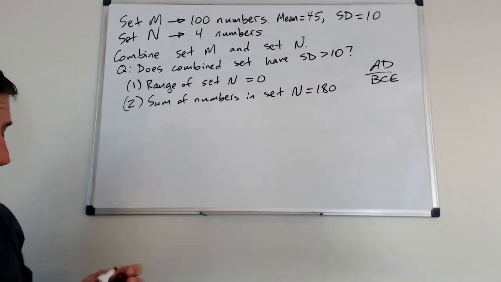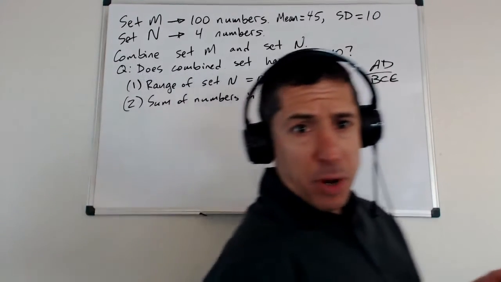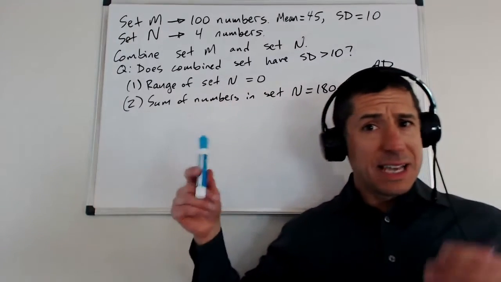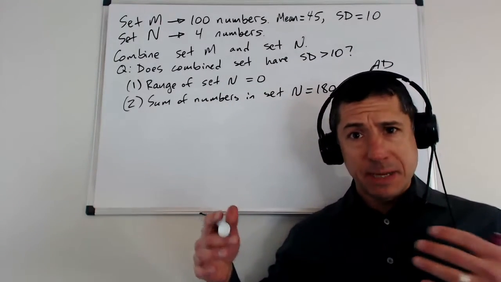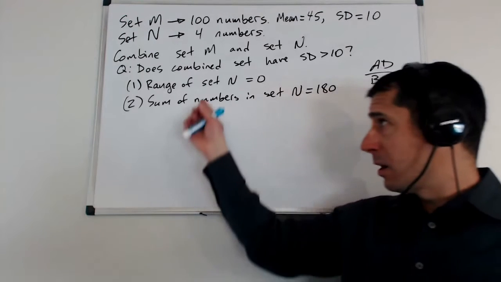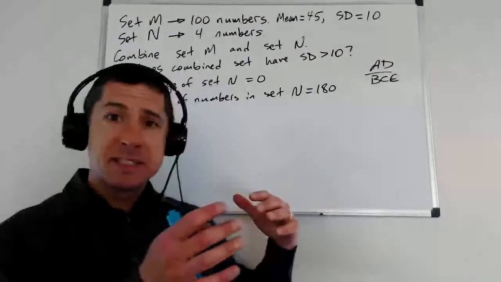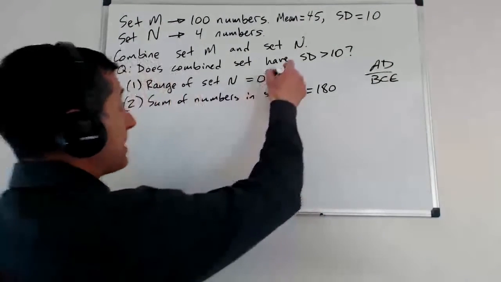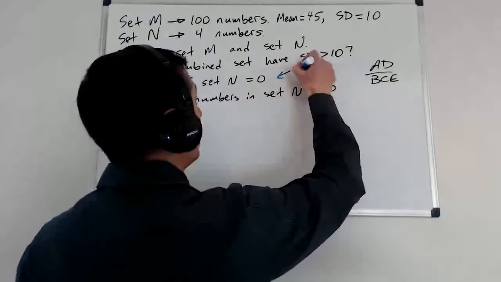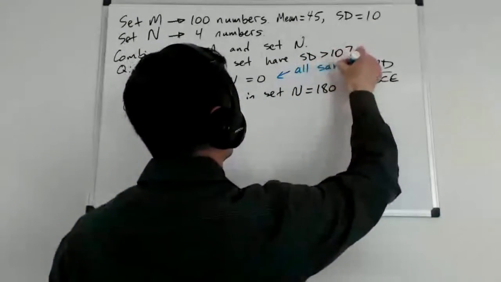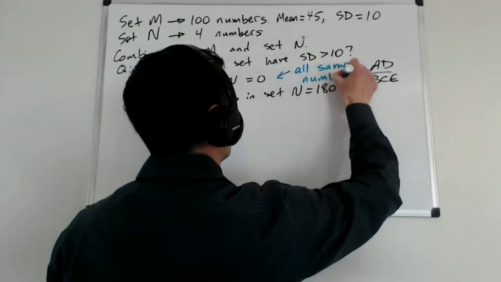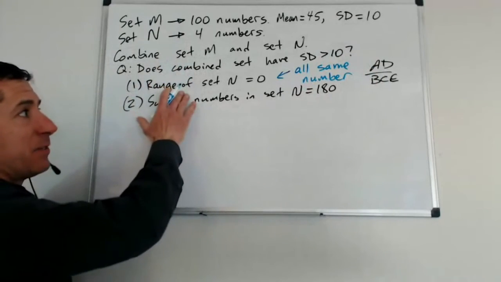Statement 1, the range of set N is 0. And again, a lot of what we promise on this video is these basic concepts. You know what range is, but can you think about it a little bit more deeply conceptually and go, well, what does that mean in terms of standard deviation? Or what does that mean in general? If the range is 0, it means biggest minus smallest is 0, which means these are all the same number. So set N consists of 4 identical numbers.